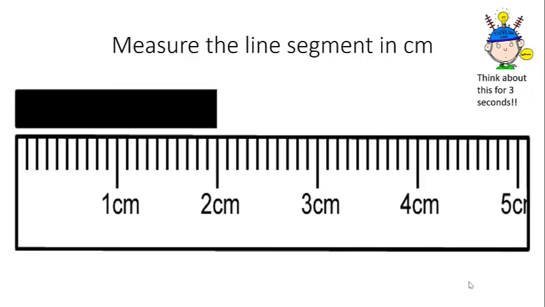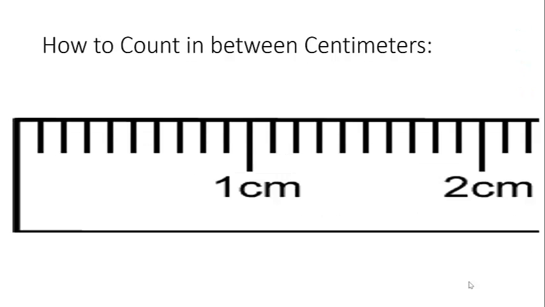Let's try one more, except this time you only get 3 seconds. Hurry up. 3 seconds are up. If you were thinking that this line was 2 centimeters, you are correct. The line starts at 0 and ends all the way at the 2 centimeter mark. Now things are going to get a little bit more difficult, so make sure you pay attention so that you can rock this exit ticket.